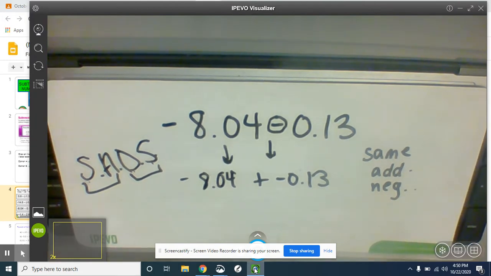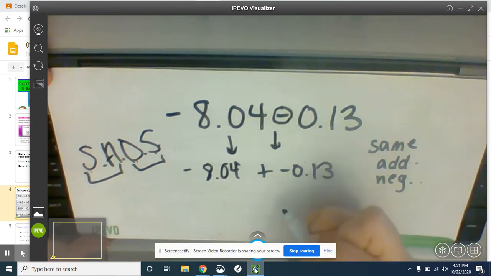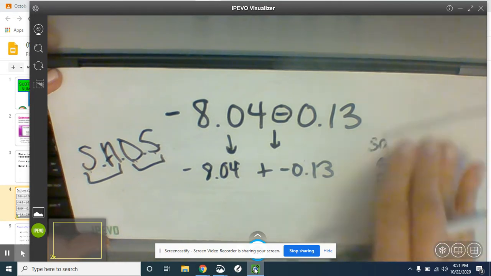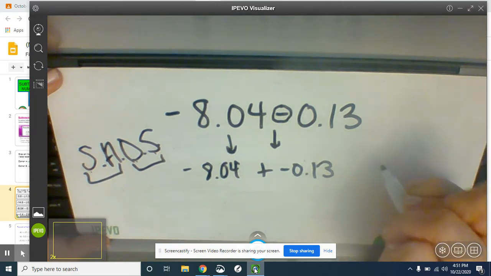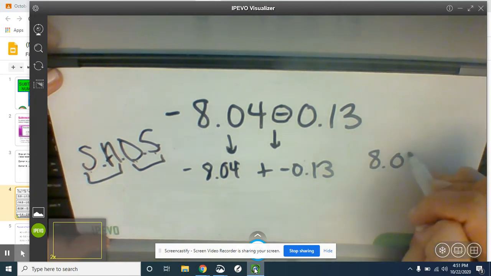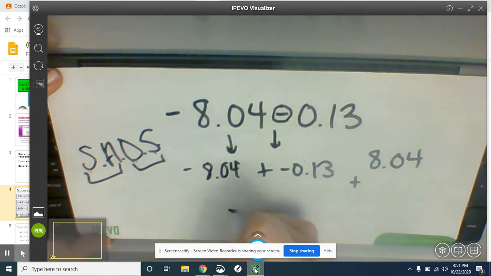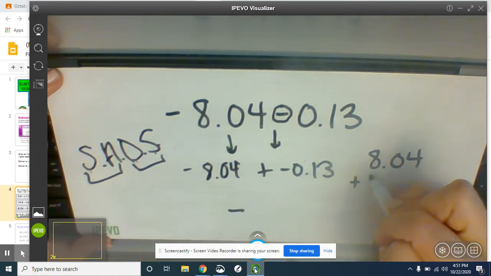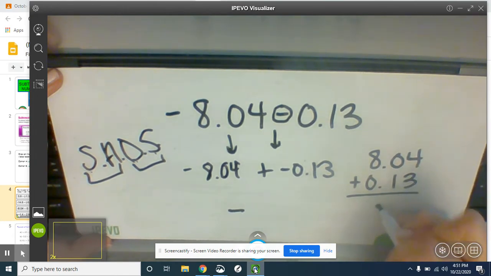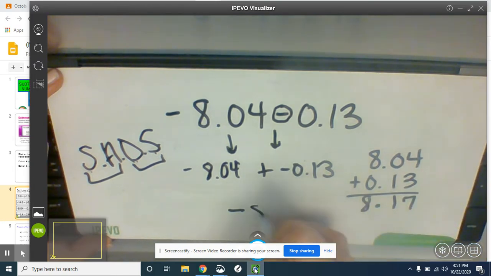So we are adding, meaning that it does not matter which one goes on top and which one goes on the bottom. So we have 8.04. Once again, I'm not putting those signs on there. It doesn't matter. I know my answer is going to be negative. I can go and put that down there. And then 0.13. Bring my decimal down. We're adding, and you get a negative 8.17.